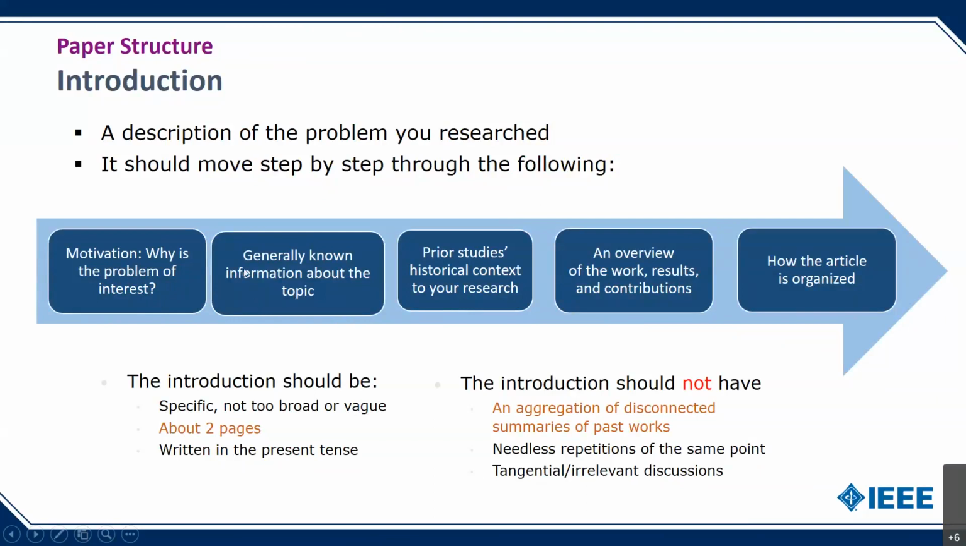Move on to generally known information about the topic. What is sort of commonly known information? Then prior studies specific to your research. So you're moving from a very general orientation to things which are increasingly specific. Over here, you're talking about literature broadly published in this area. Over here, you're talking about things which are specific to what you're doing in this case. Finally, you have an overview of the work, what you have done, summarizing the results, and importantly, the contributions.